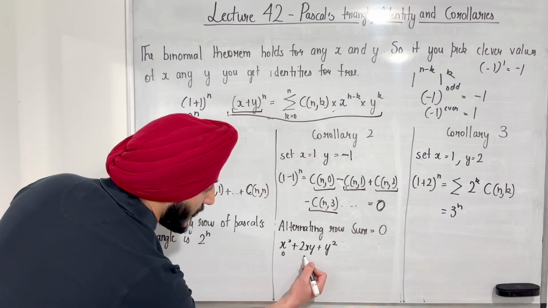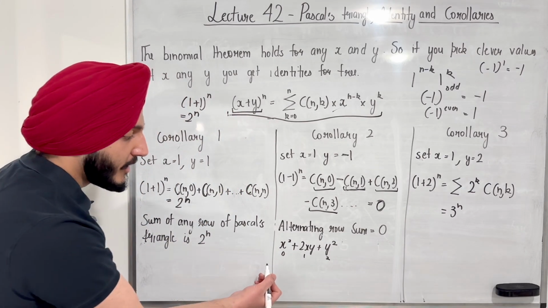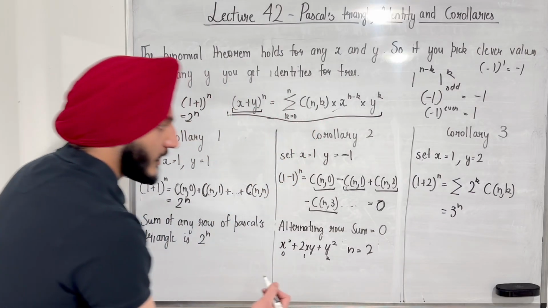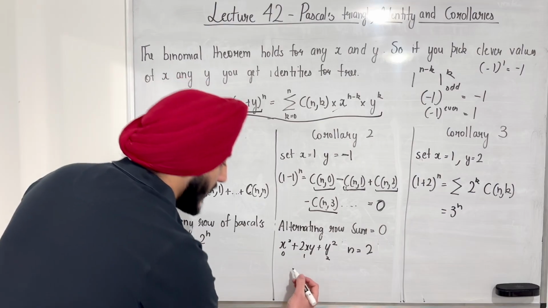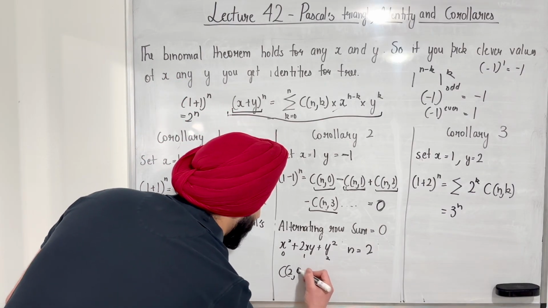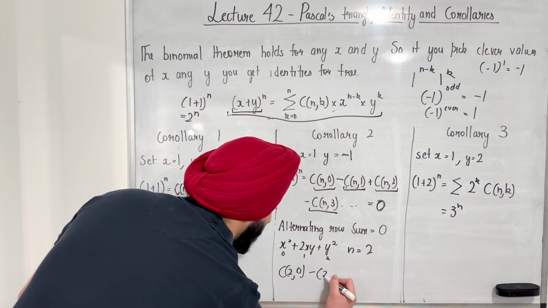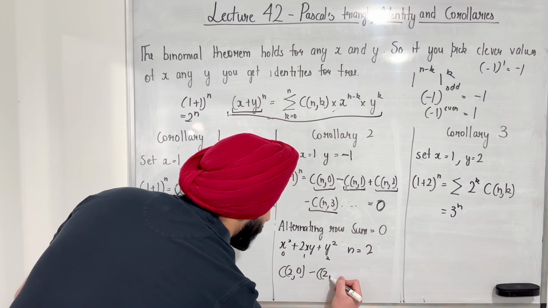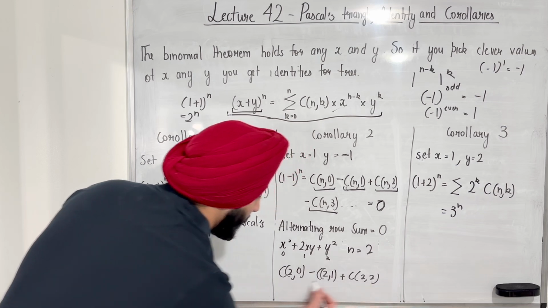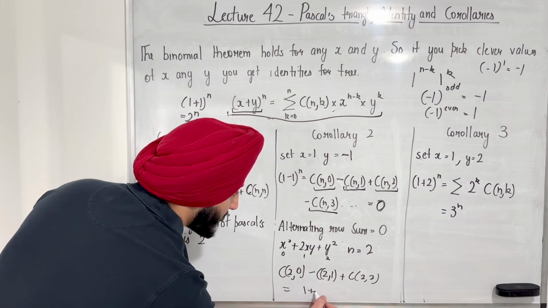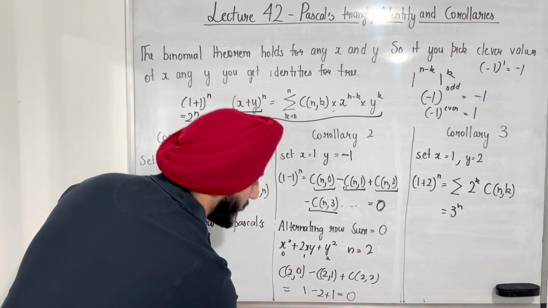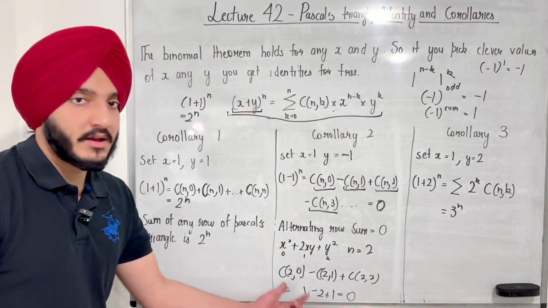So this is index 0, 1, 2 according to the k values, and the n value in this case would be 2, right? Okay, so let's just quickly add this up. That means you do C(2,0) minus C(2,1) plus C(2,2). If you add this up, you get 1 minus 2 plus 1, which is equal to 0. That's exactly what this identity is saying, right?